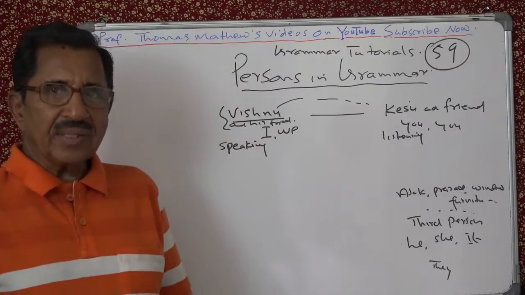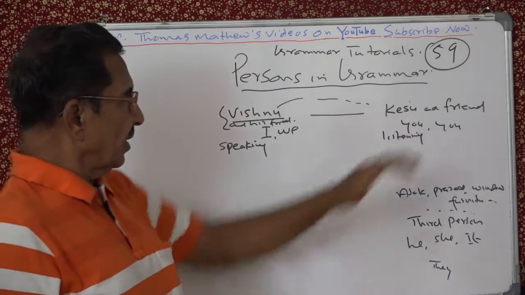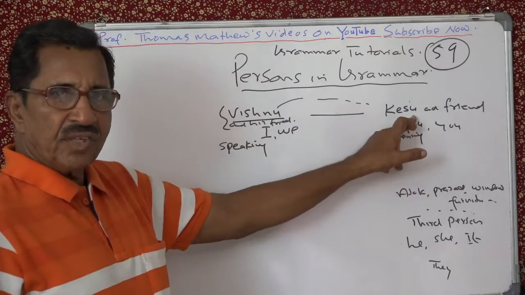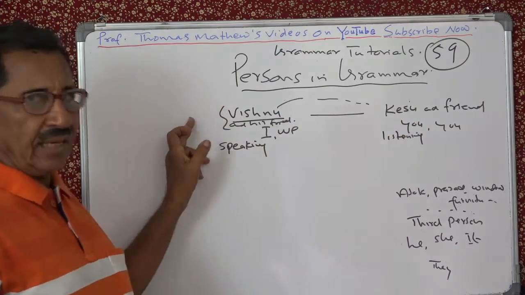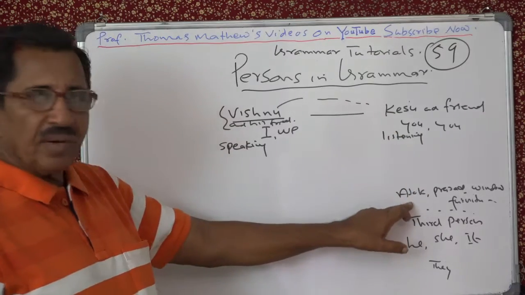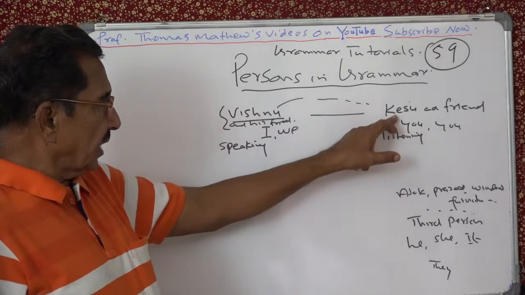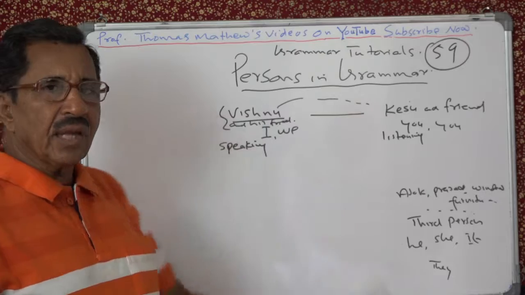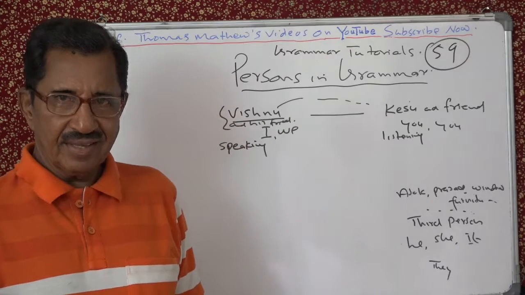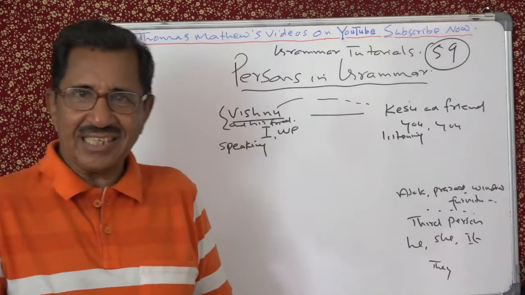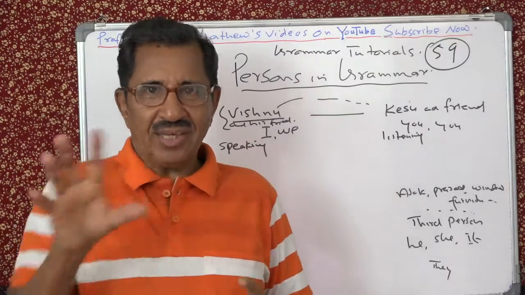Understand? But suppose the other way around. Keshu speaks to Vishnu. Then Keshu will become first person and Vishnu will become second person. Suppose Ashok speaks to Keshu, Ashok will become first person, this will be second person. If Ashok is speaking about Vishnu, Vishnu will be third person. You understand? This is what I say: it is not fixed. It depends on the context.